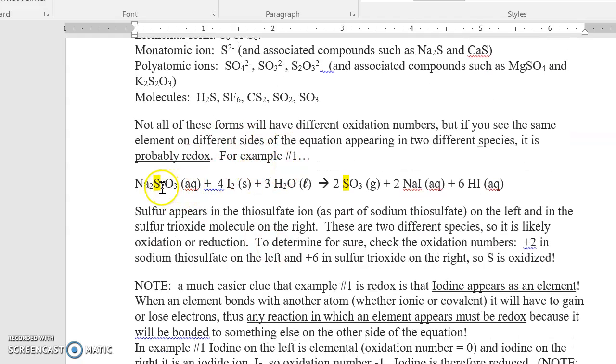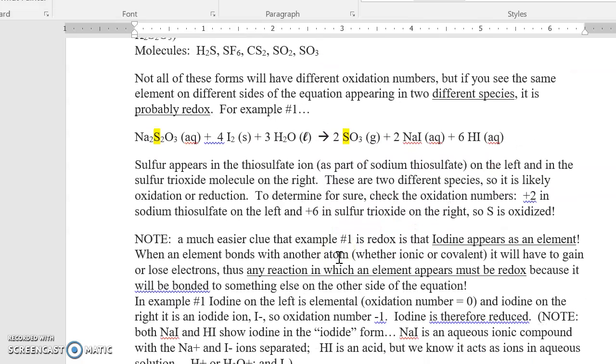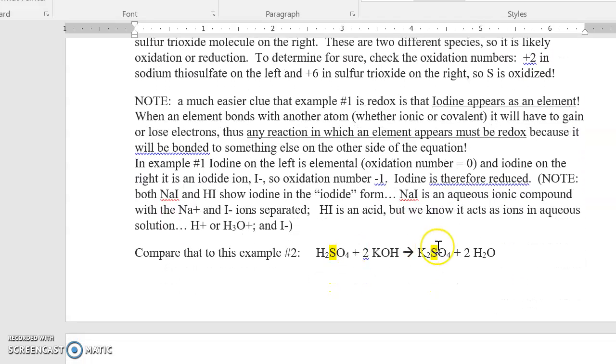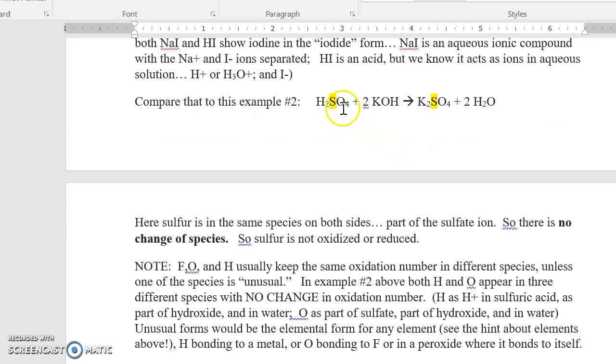So here's an example that shows that. Here's sulfur and thiosulfate on this side of the equation, and here's sulfur and sulfur trioxide in this side of the equation. And if you read through the lesson, you'll see that there is a difference in oxidation number. All right. Here's kind of a counterexample where you have sulfur not changing species. In other words, this sulfur is in sulfate as part of sulfuric acid, and this sulfur is sulfate as part of potassium sulfate. So with no change in species, there's no change in oxidation number for sulfur.